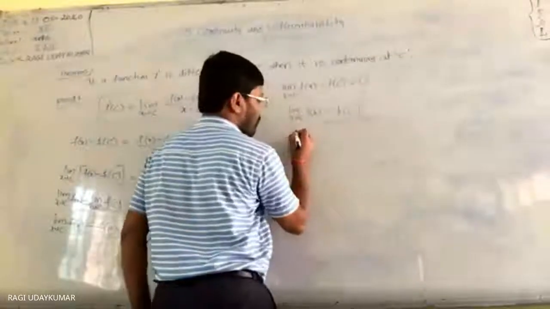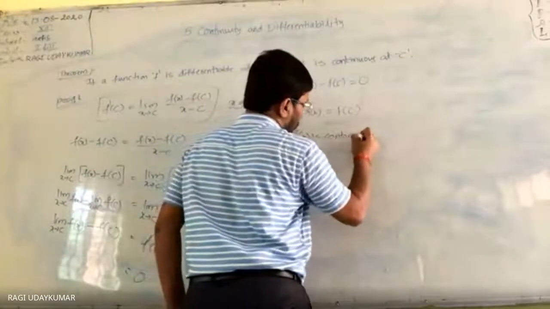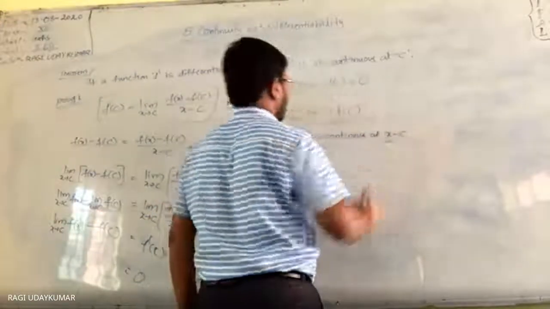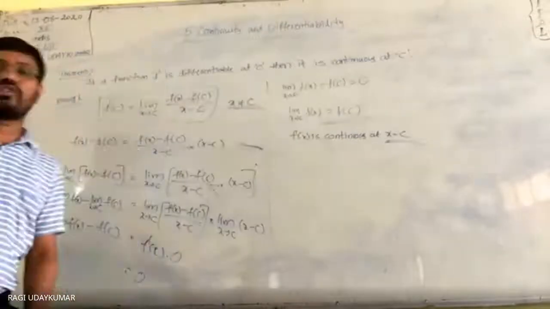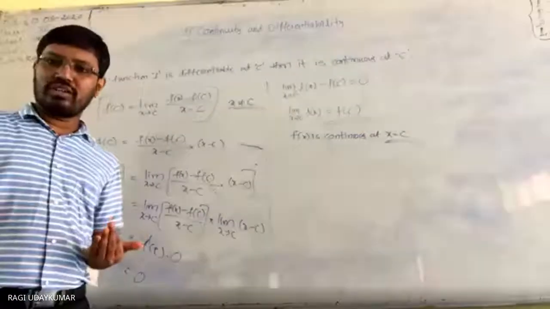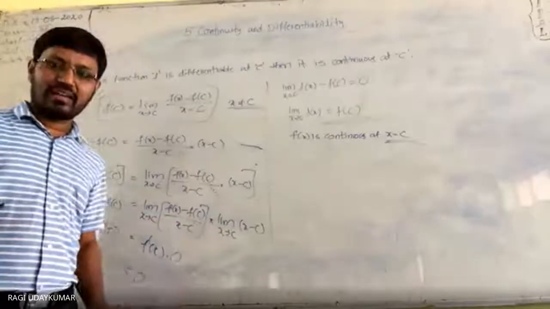So from this, therefore, f of x is continuous at x is equal to c. Continuity, in the first exercise we have solved it. So like that only you need to go through this. Did you understand? Any doubt?